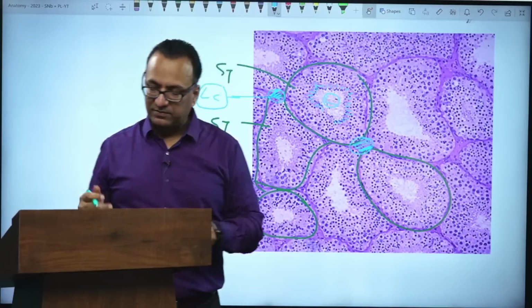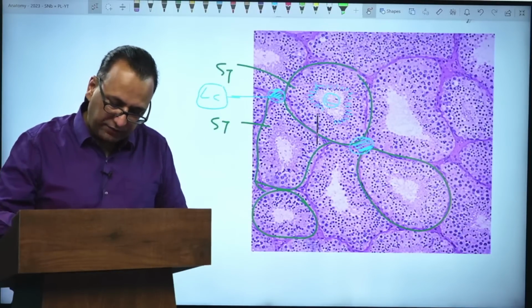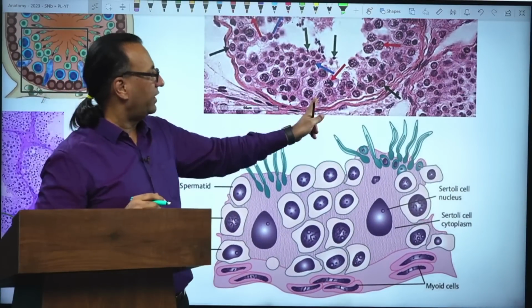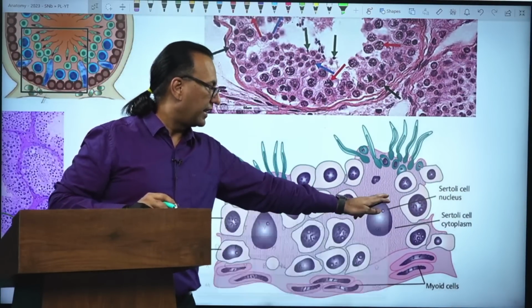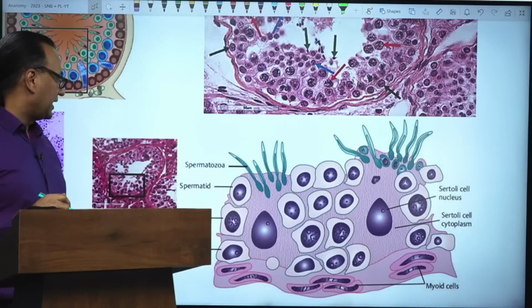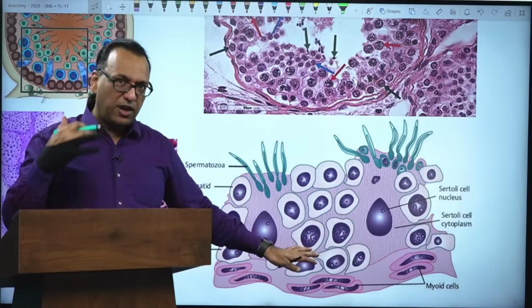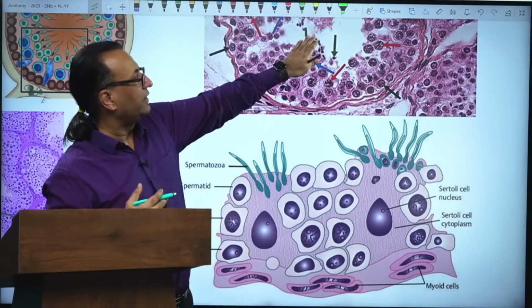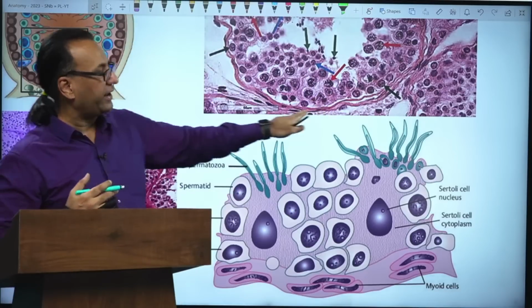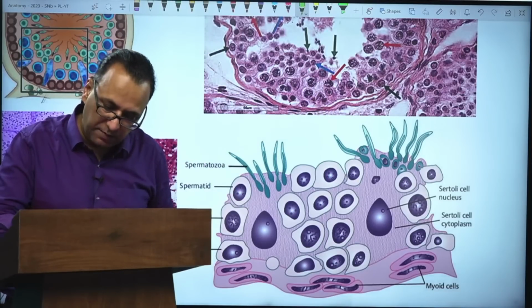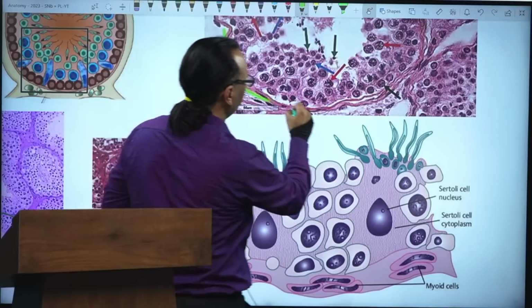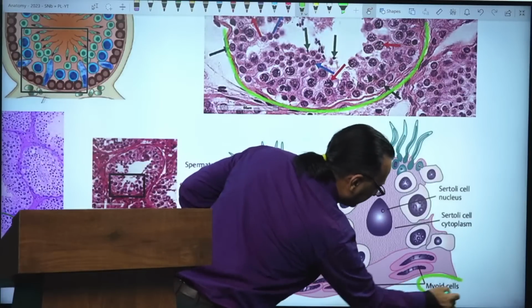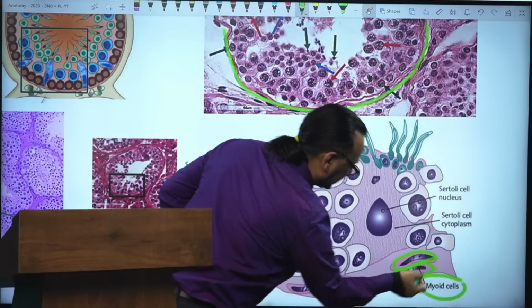So let us magnify this diagram, and as you are magnifying it, you can see there is a magnified picture above here, and this is a schematic diagram. A question has come which is asking, enumerate the cells from base to the lumen side, basal to luminal side. So if this is the boundary of the seminiferous tubule, let us demarcate it. Around the seminiferous tubule you will have some myoid cells. They are contractile cells.